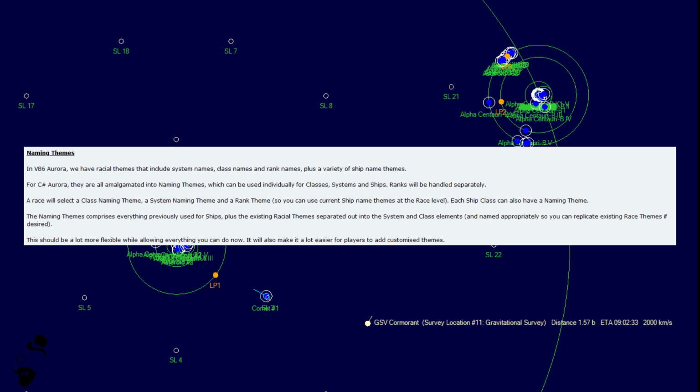The naming themes comprise everything previously used for ships, plus the existing racial themes separated out into the system and class elements, and named appropriately so you can replace existing race themes if desired. This should be a lot more flexible while allowing everything you can do now. It will also make it a lot easier for players to add customized themes. So this is going to be extremely handy for people who love role-playing, because it allows you to set these naming themes for basically everything, and you don't have very separate and distinct naming themes for commanders, ships, empires, colonies, etc., stuff like that.